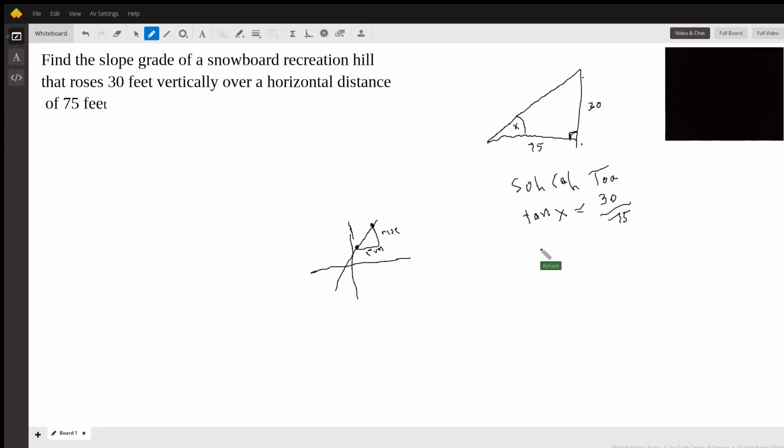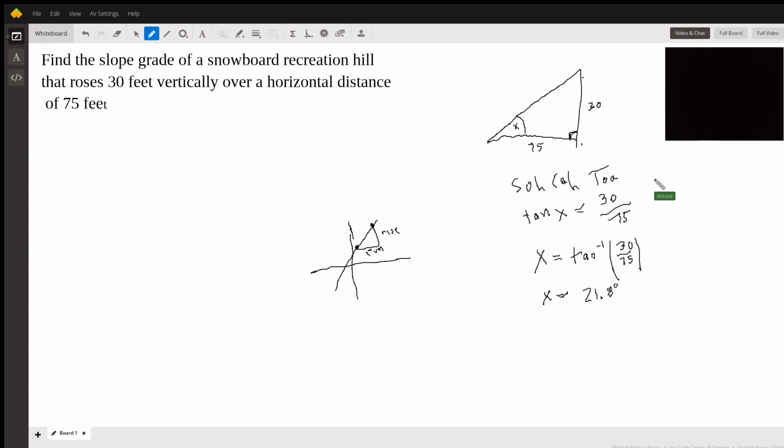Okay, so now the next step here is to solve for x. So x is going to be the inverse tangent of 30 over 75. And we just put that into our calculator. And on my calculator, I'm getting 21.8 degrees. So that would be the slope grade of this hill.